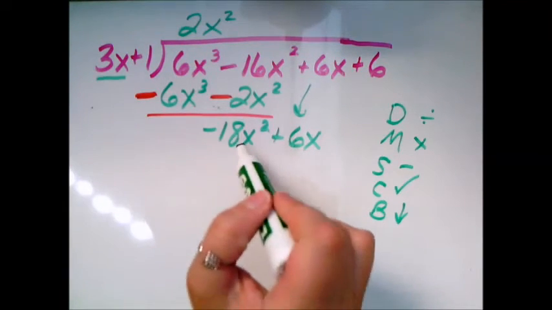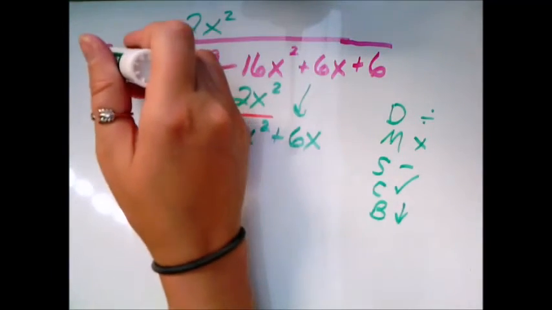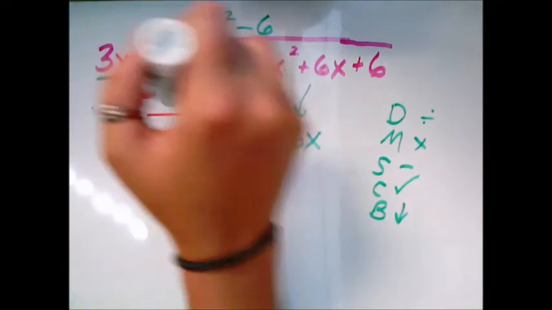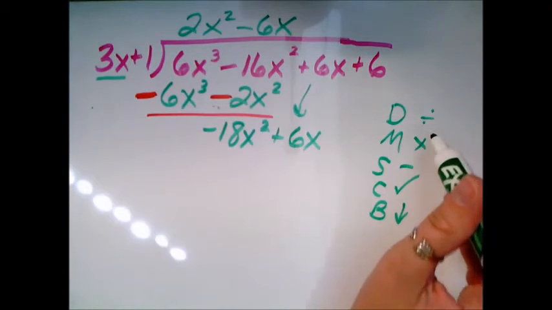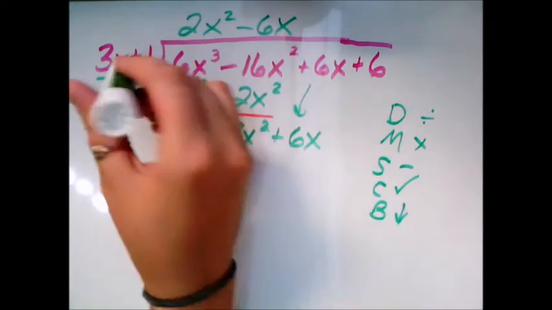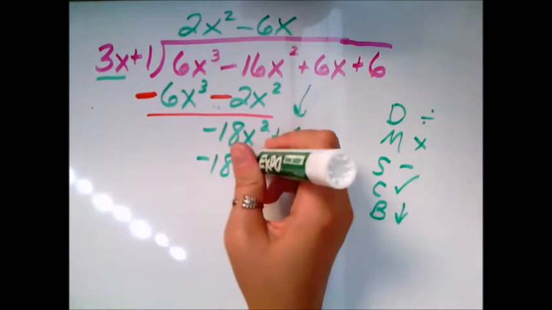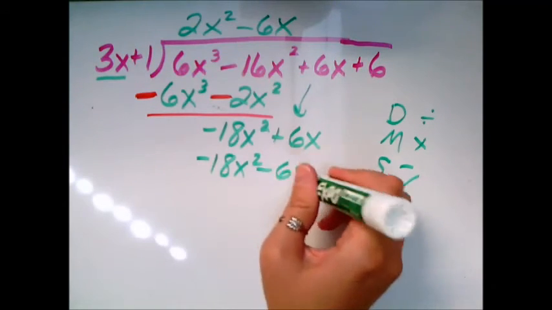So how many times does 3x go into negative 18x squared? Well, let's think, what do I have to multiply by it? So 3 times negative 6 would give me negative 18, and x times x would give me x squared. So now I'm to multiply, where I get to check and see if it actually works. So negative 6 times 3 is negative 18, and x times x is x squared. And then negative 6x times 1 is negative 6x.